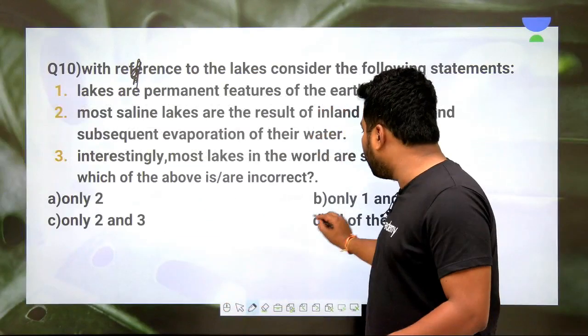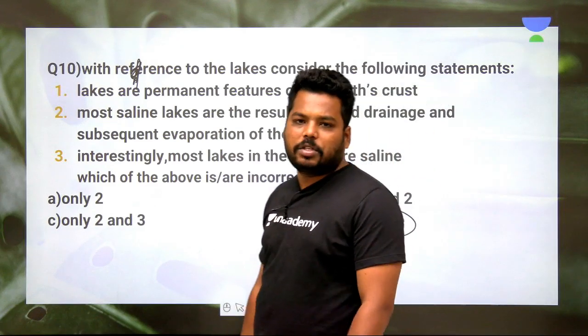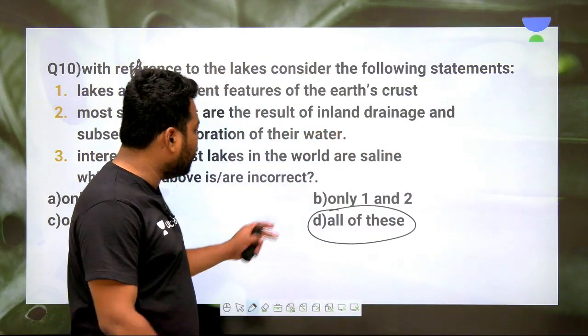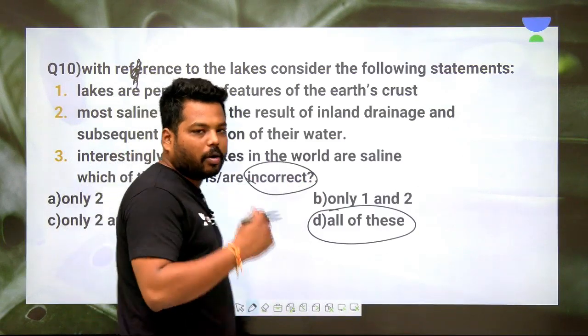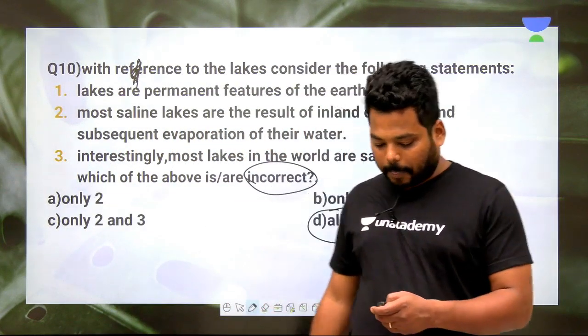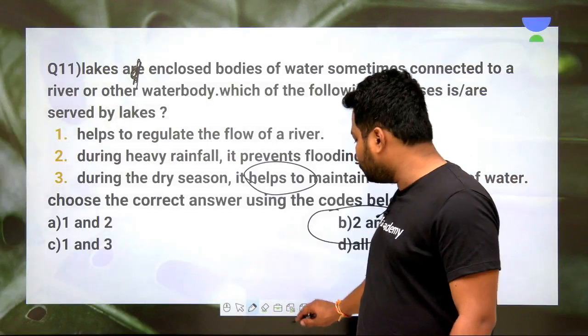Clear? So here all of the statements which are being given in the 10th question are absolutely wrong, and he has been asking about the incorrect one. So mention all the 3 statements which are present. Next.